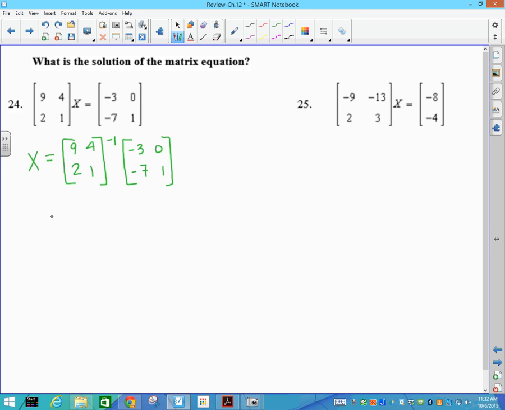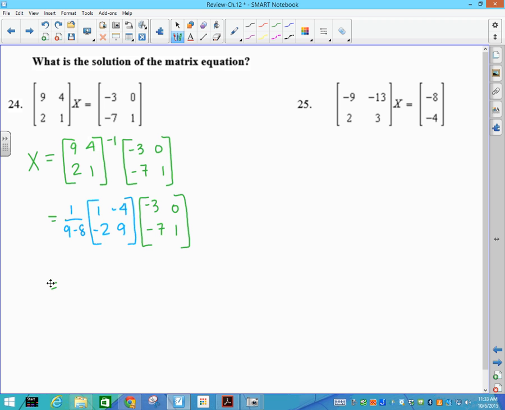So, how do I calculate? That's going to be 1 over 9 minus 8, because I'm calculating the inverse of that. And you know what? Before I did that in a different color, let me do that so it'll be easy for you to see where that's coming from. So my inverse is 1 over 9 minus 8. And then I switch these two and negate these. Then I multiply by that matrix that was on the other side. So that's negative 3, 0, negative 7, and 1. So when you look back at it, you'll know that this is the calculation of that inverse.